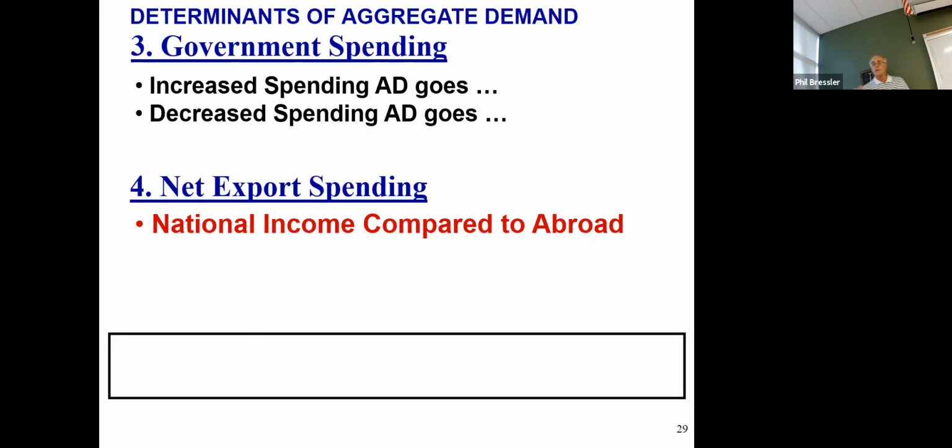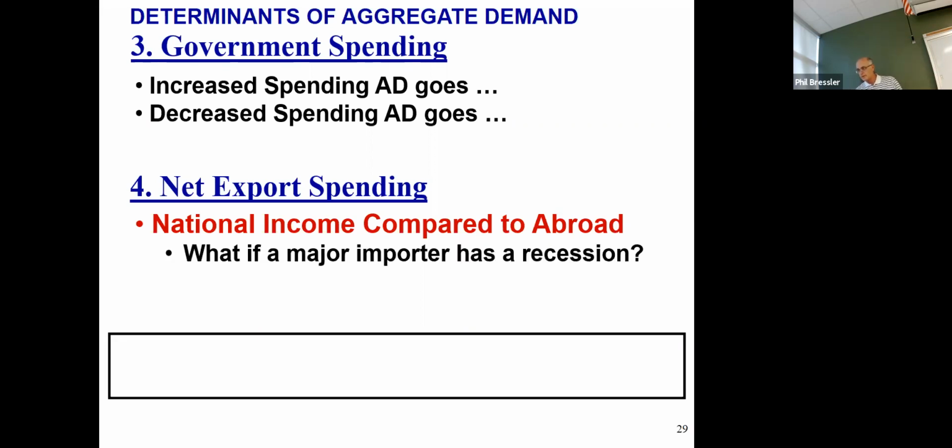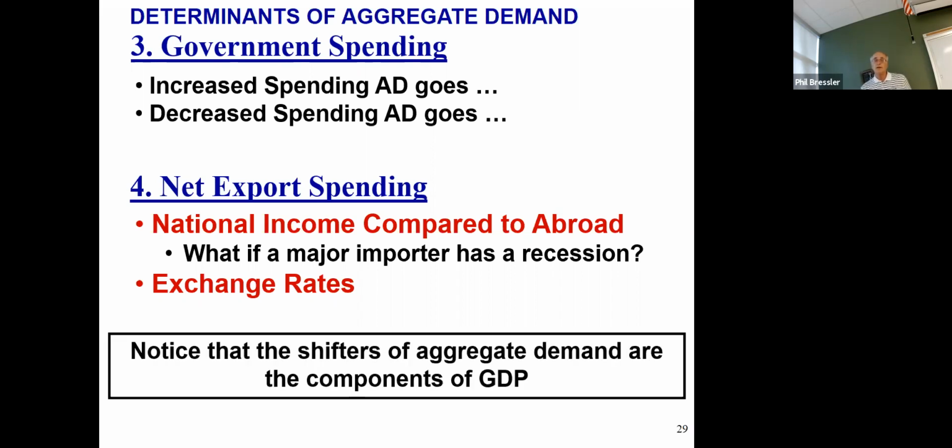Okay. Now, income abroad, how does that affect net exports? If Japan's income increases, they have more money to buy Japanese goods and also American goods, so our exports would increase. If their income goes down, they're going to buy less of our goods. And then we learned about exchange rates. If the dollar appreciates, it makes our goods look expensive, so people are not going to buy them. If it depreciates, it makes our goods look cheaper, so people will buy. All right, so those are really the shifters: consumption, investment, government spending, net exports.